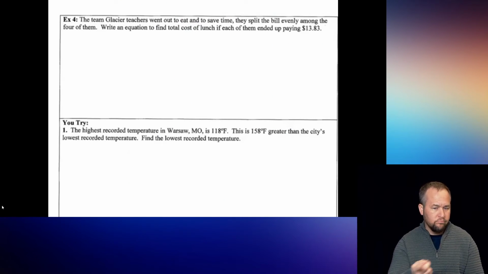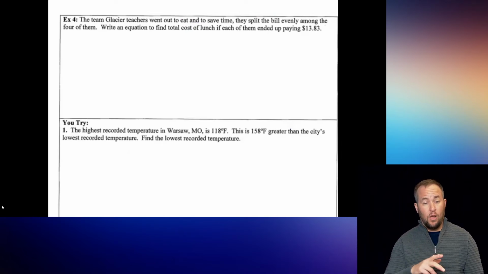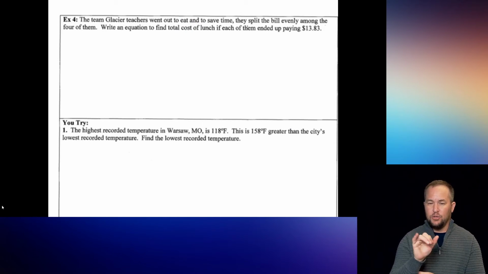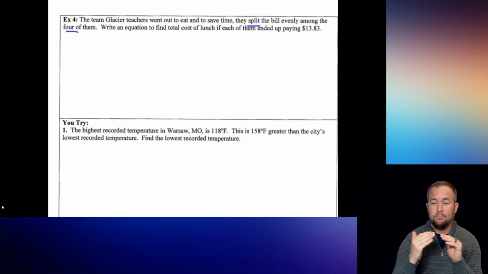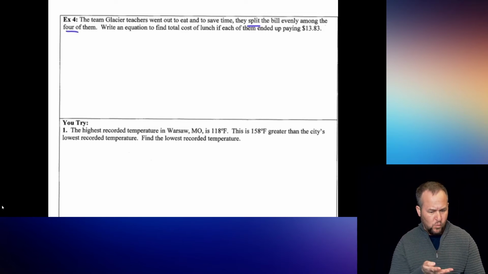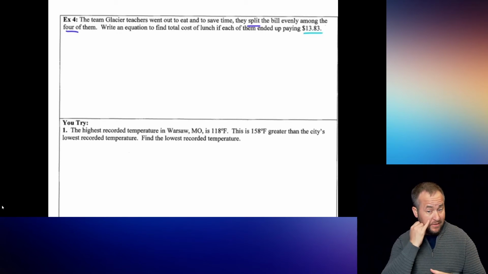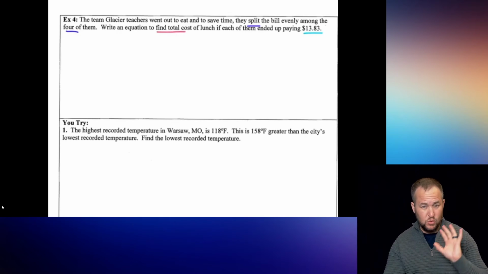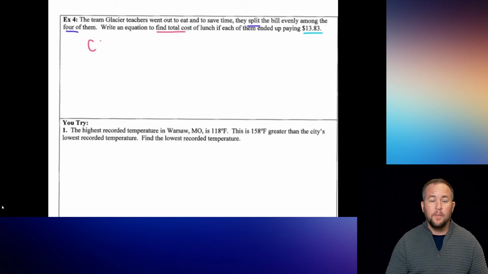Alrighty, last example, and then you're actually going to try 2 on your own. So example 4, it says Team Glacier teachers went out to eat, and to save time, they wanted to split the bill evenly among the 4 of them. Then it says write an equation to find the total cost if each of them ended up paying $13.83. Looking at that, I know the information I'm missing is the total cost. So I'm going to use C for total cost.